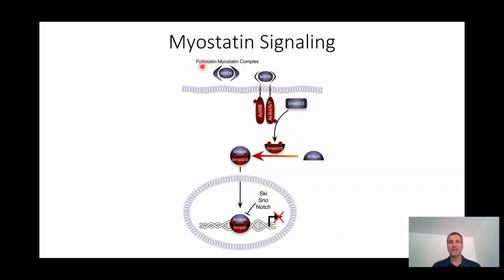The first one is this protein called follistatin. Follistatin is a broad TGF-beta inhibitor. So it can bind to all the different forms of TGF-beta within the body. If you have TGF-beta 1 or TGF-beta 2 or growth and differentiation factor 11 or myostatin, growth and differentiation factor 8, follistatin can bind to it, and when follistatin binds to it, it can't bind to the receptor. So that's one way that you can block myostatin activity.